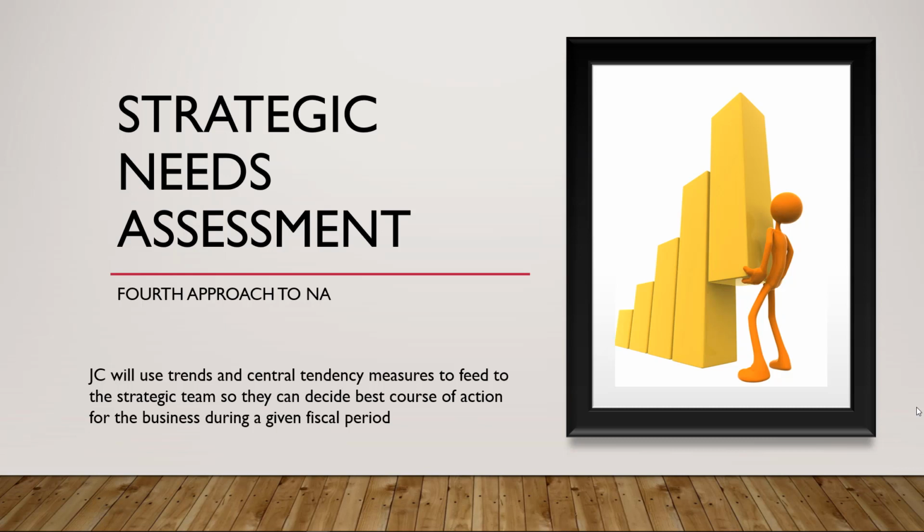So this goes beyond the person, beyond the work they do and the skills they know. It really gets into the whole strategy. What do we need to achieve that strategy? But going back to our friend JC, he will use strengths and central tendency measures, which we've talked about him doing before, to feed the strategic team so they can decide the best course of action for the business during a given fiscal period.